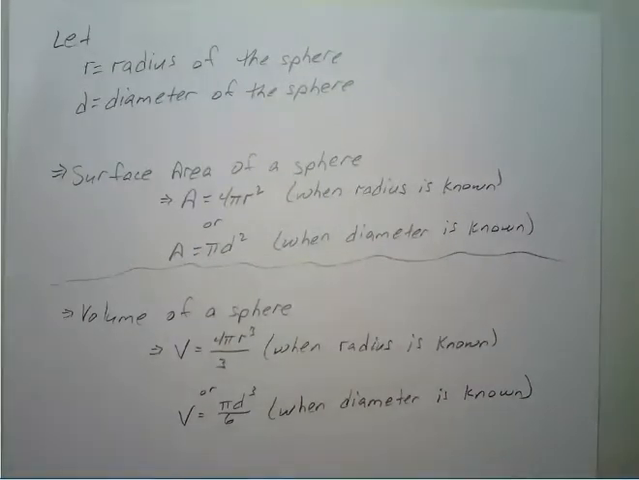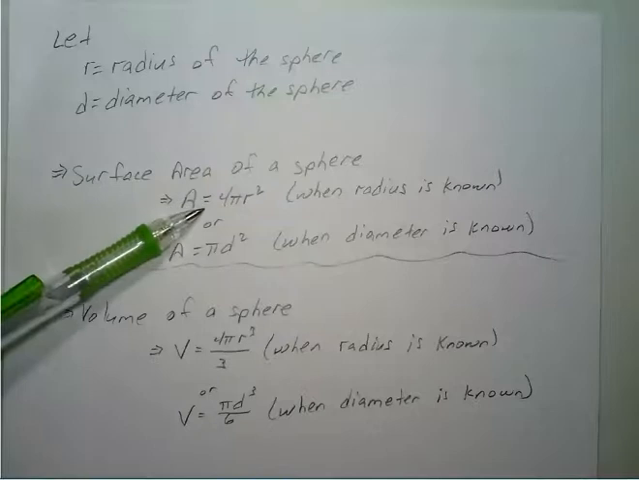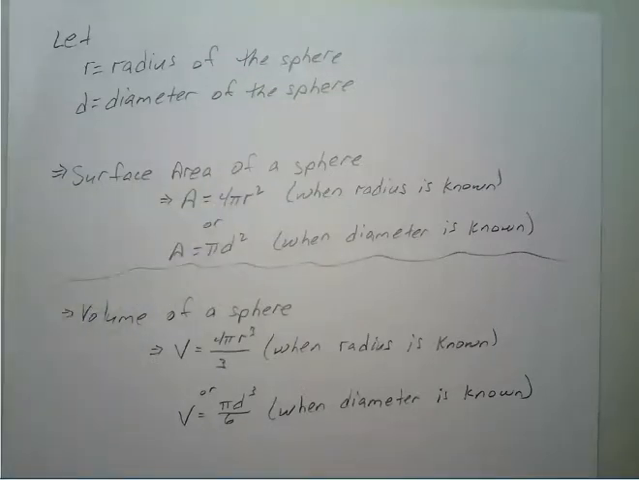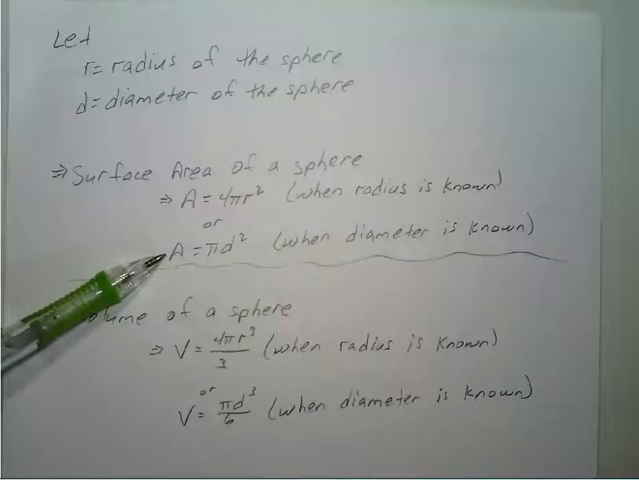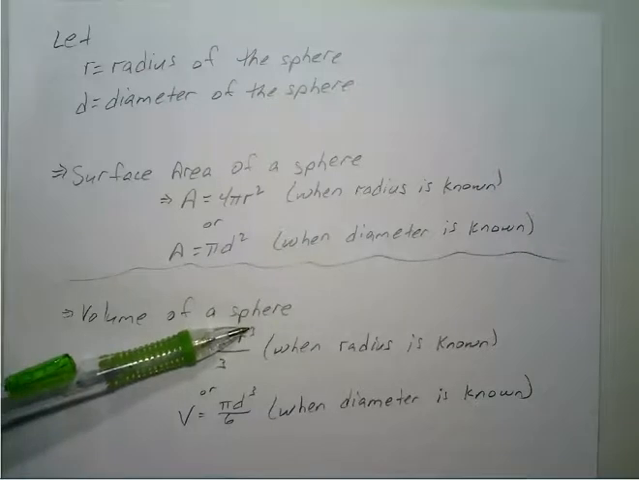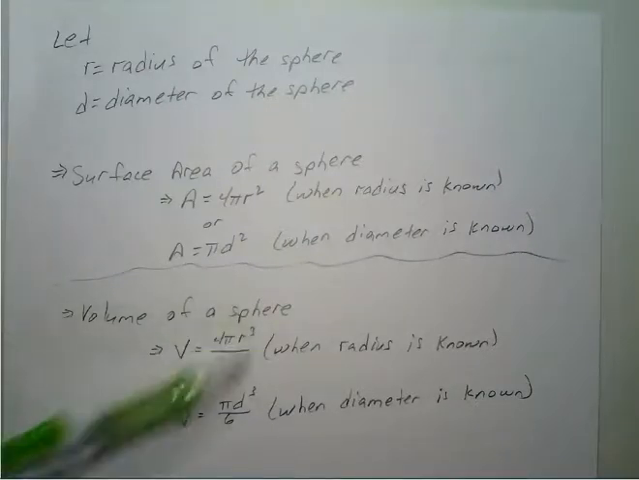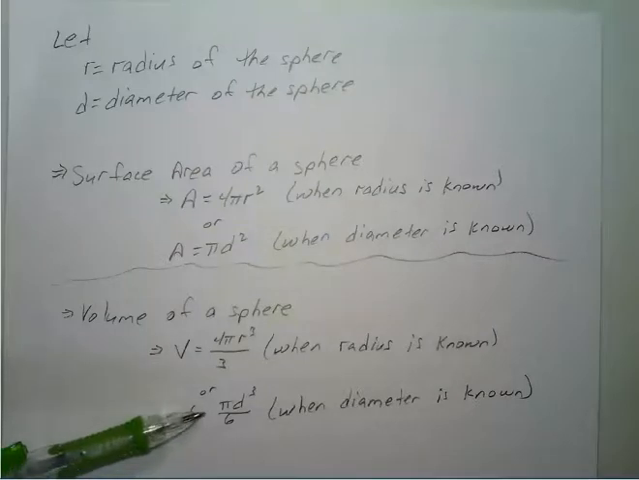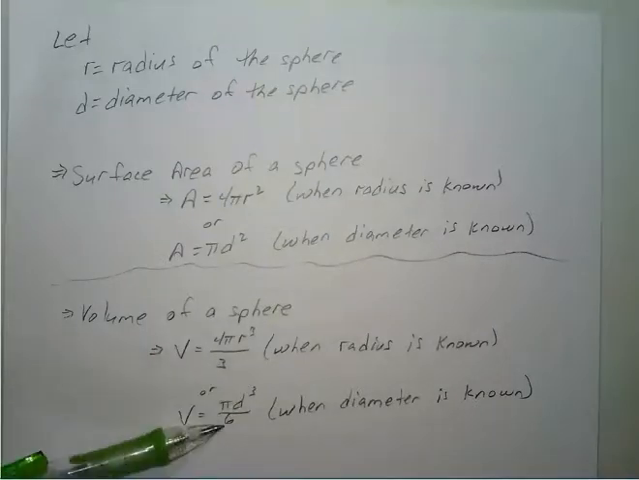And what if we let r equal the radius of a sphere and d equal the diameter of a sphere? To find the surface area of that sphere, when you know the radius, it'll be 4 pi times the radius squared. If you know the diameter, then the surface area will be pi times the diameter squared. To find the volume of that sphere, it will be 4 pi times the radius to the third power over 3 if you know the radius. If you know the diameter, to find the volume, it will be pi times the diameter to the third power over 6.